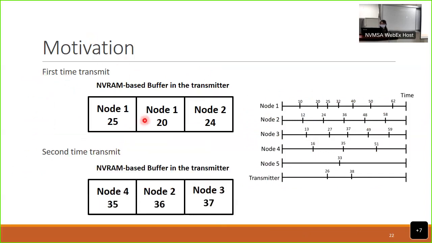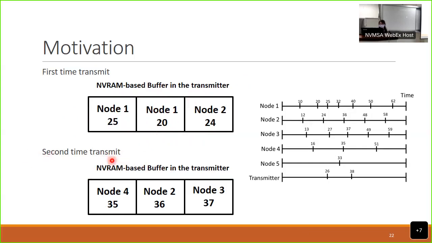The first time we transmit, we send node 1 at time 25 and the version of node 1 at time 20. We also transmit node 2 at time 24. But the central controller only needs the newest data of each sensor node. So node 1 at time 20 is meaningless data.